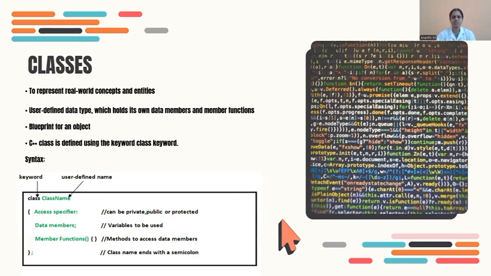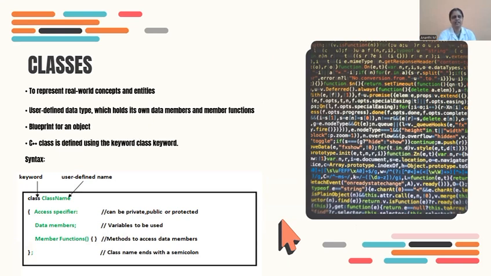Classes and objects are important object-oriented programming concepts that are used to represent real-world entities and real-world concepts. A class is a user-defined data type which is used to represent both data and functions together in a single unit called a class. A class acts as a blueprint for an object and it is created with the help of the class keyword.